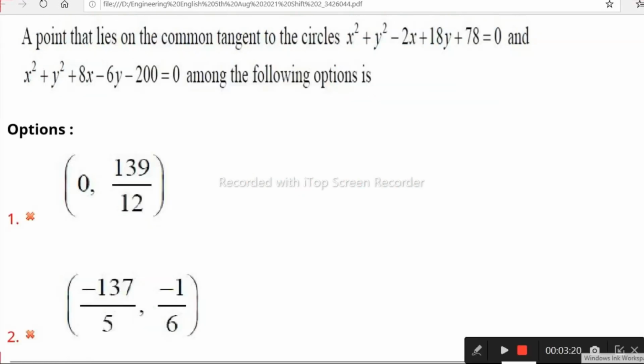You can see this question. A point that lies on the common tangent to the two given circles is what we want. We have to verify using the options. Common tangent: when two circles touch each other, the radical axis is the common tangent. Indirectly he is asking for the point or points on the radical axis. We can take these two circles as S and S dash.